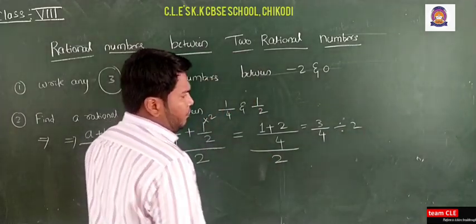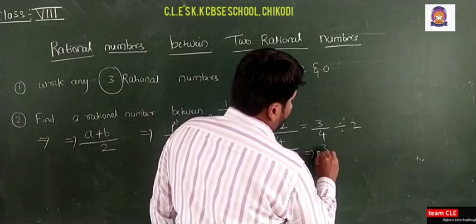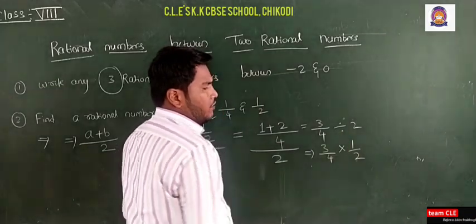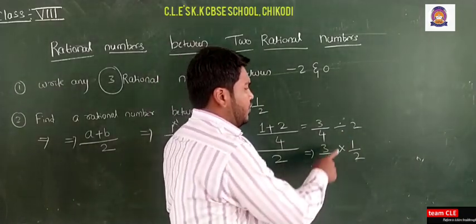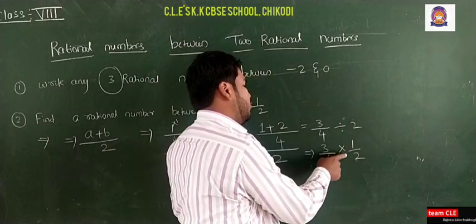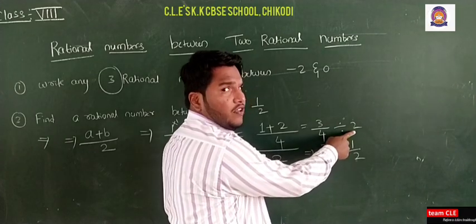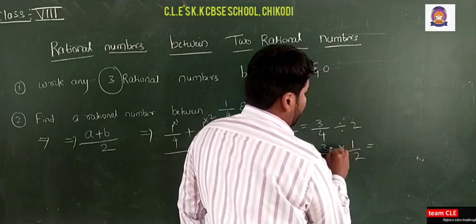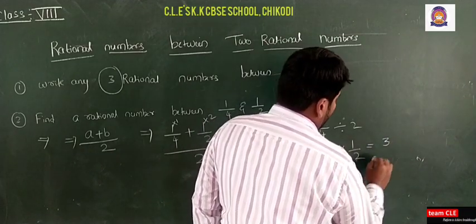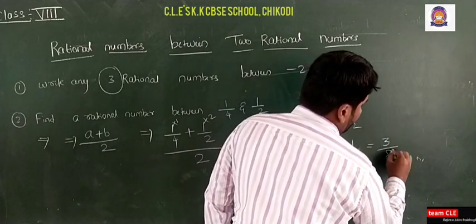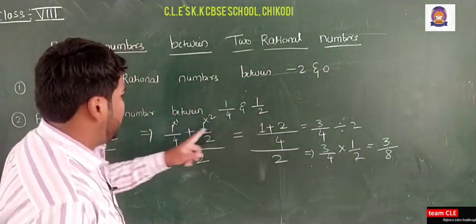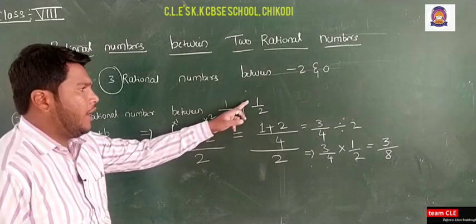So just take the reciprocal, and we will get 3 by 4 into 1 by 2. When you change division to multiplication, you have to take the reciprocal. So 3 by 4 into 1 by 2 is equal to 3 1s are 3 and 4 2s are 8. So this is one rational number between 1 by 4 and 1 by 2.